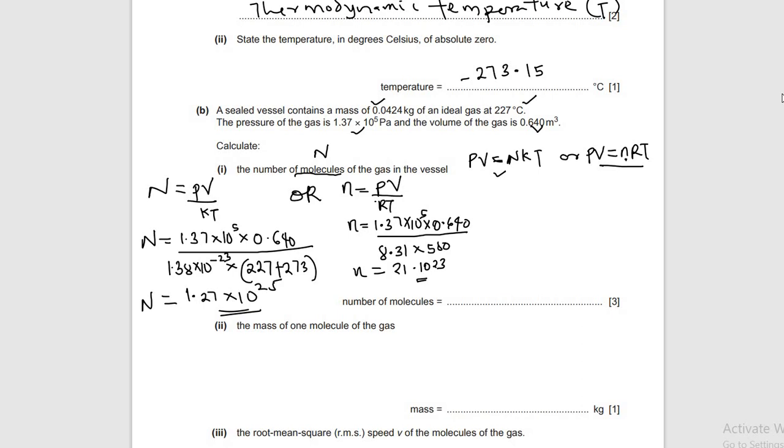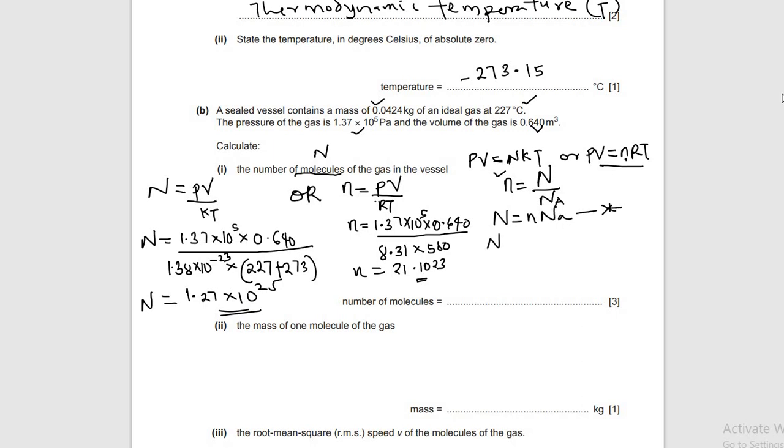But we are not looking for number of moles, we are looking for number of molecules. The relationship that relates number of moles and number of molecules: number of moles is number of molecules over Avogadro's number. So I'm looking for number of molecules, N, to be n times NA.